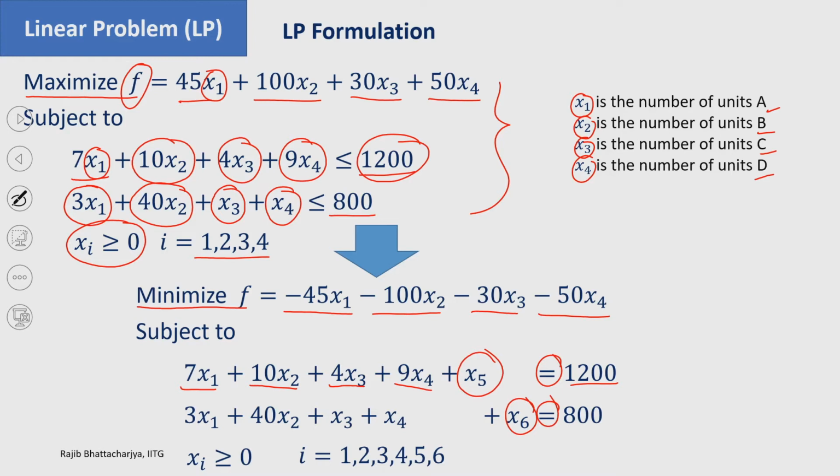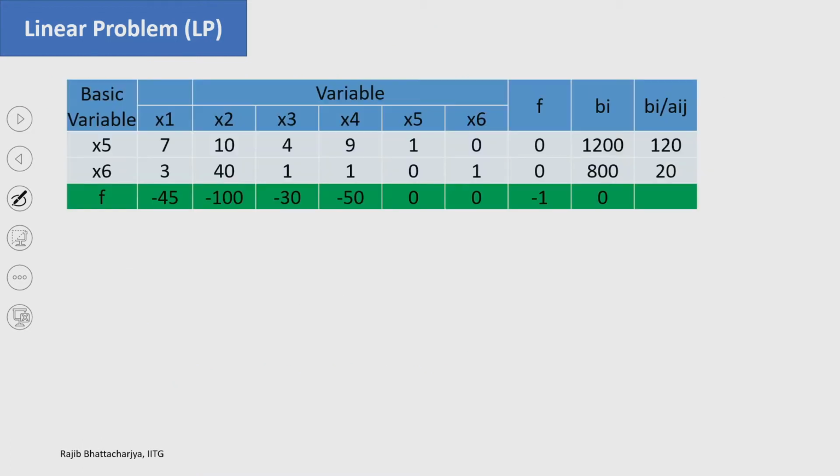So, now with this standard form, I have x5 and x6. Okay. So, I can get the initial basic feasible solution. If I put x1 to x4 as 0, if I say that these are non-basic variables and x5 and x6 are basic variables, in that case I can obtain an initial basic feasible solution, which is x5 equal to 1200 and x6 equal to 800, and x1, x2, x3, x4 are 0. So, they are non-basic variables. So, let us put it in the simplex table.